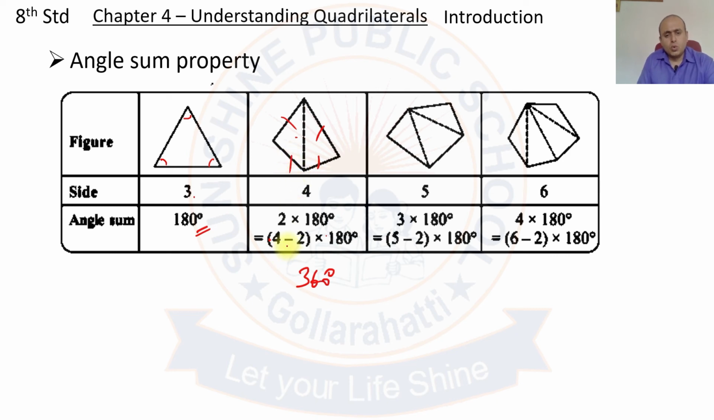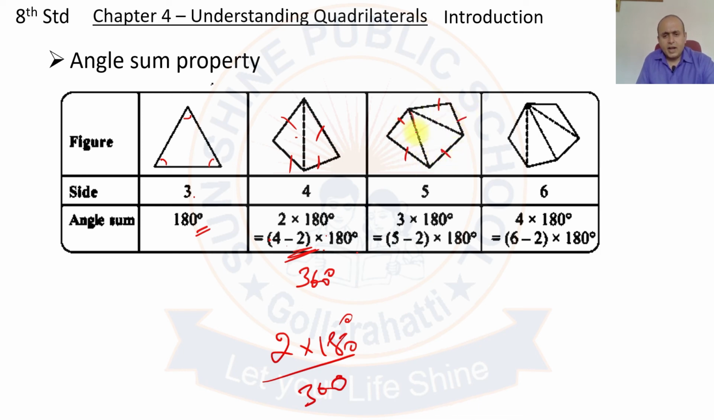If I subtract 2, that will be 2. 4 minus 2 is 2, into 180. This also gives 360 degrees. That means if the number of sides minus 2 is multiplied by 180, that gives the angle sum property of a polygon. Here I can see a five-sided figure, that is 1, 2, 3, 4 and 5.